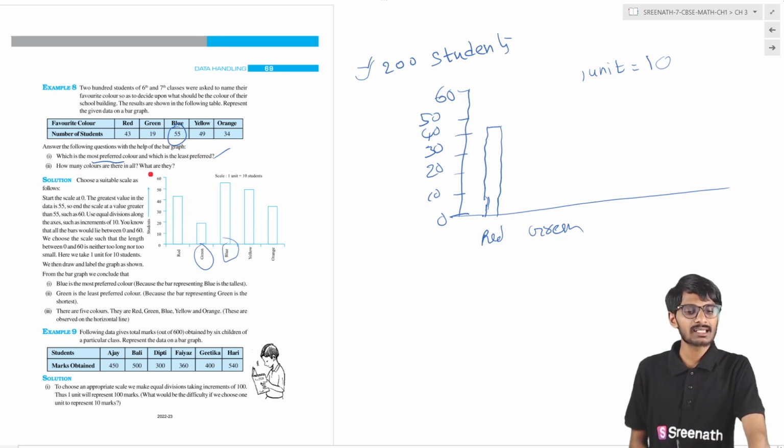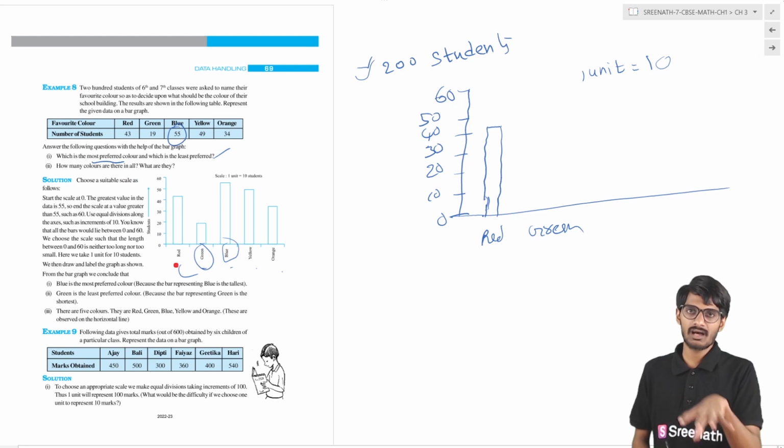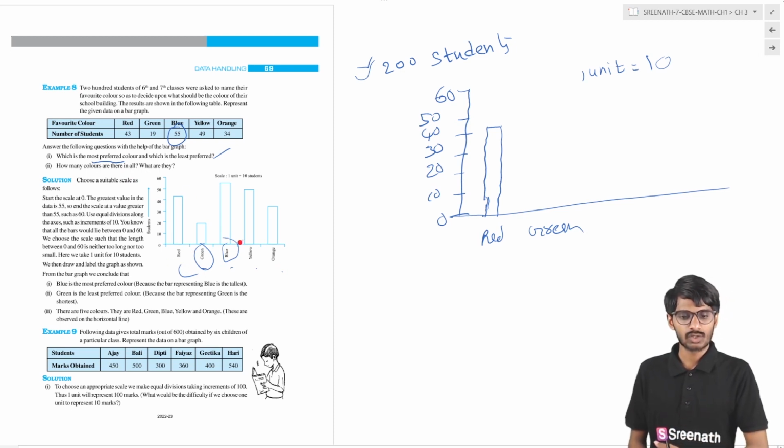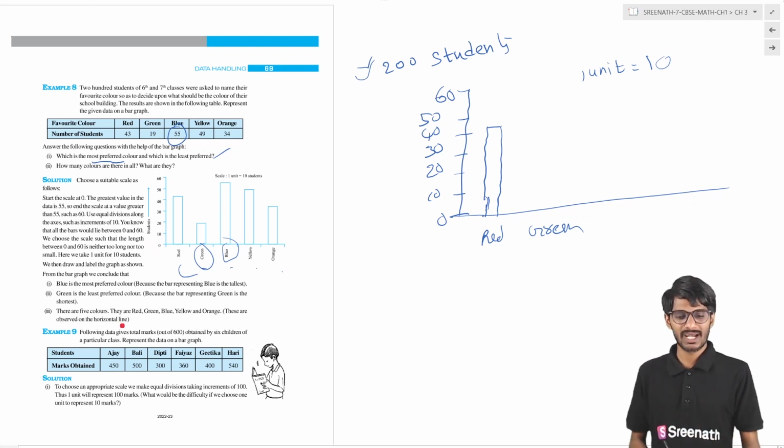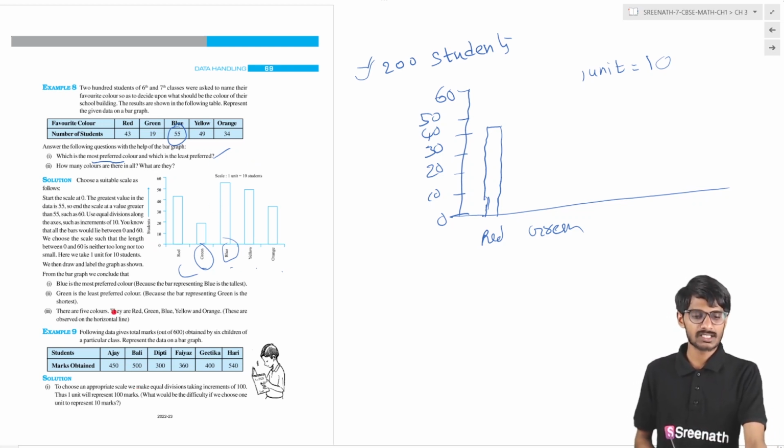Next, how many colors are there in all? If you simply count all these, you will get the total number of colors. That is 1, 2, 3, 4, 5. There are 5 colors only. So by simply drawing these bar graphs, you will get answers quickly, students. Another example is there. The following data gives total marks out of 600. Out of 600, how many marks they are getting? That is the data, students.